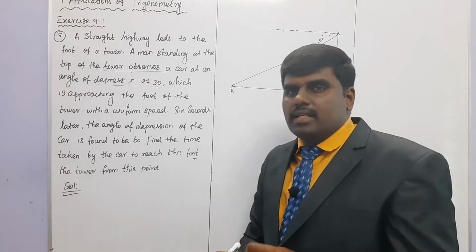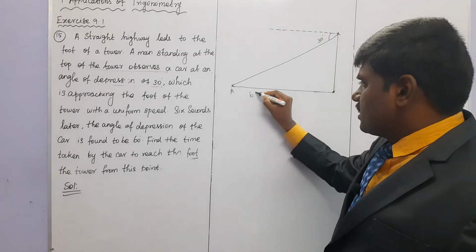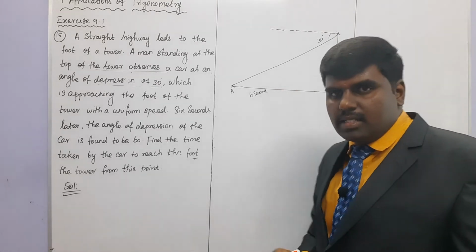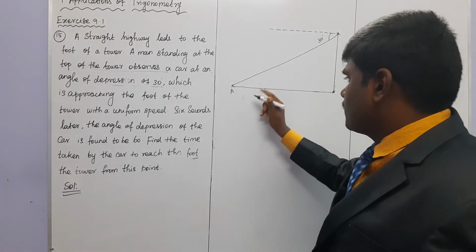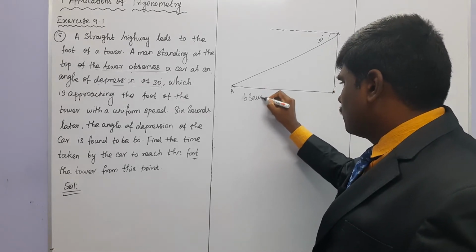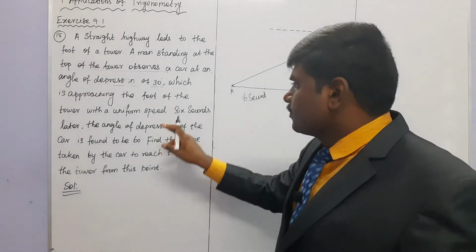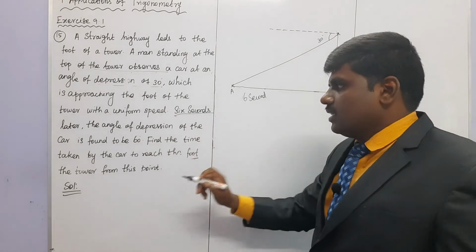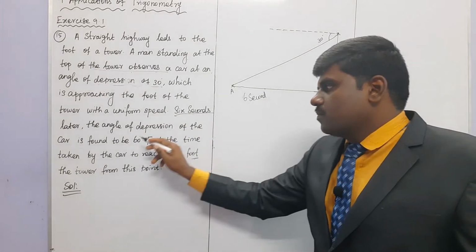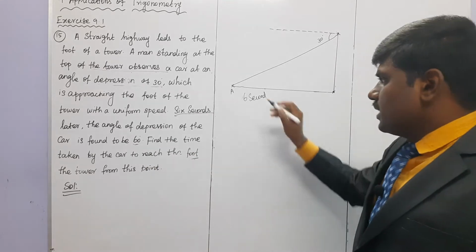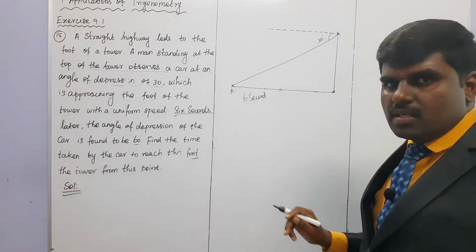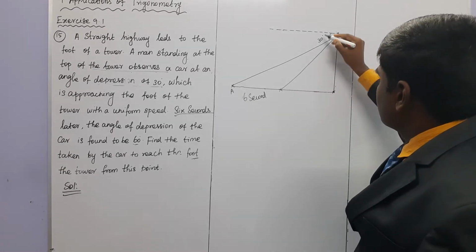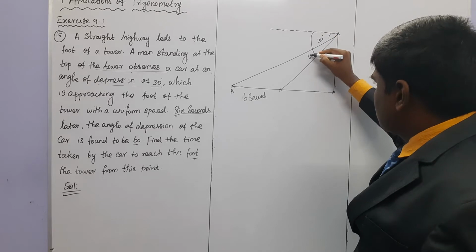Next, after 6 seconds, the car approaches the tower. Six seconds later, the angle of depression of the car is found to be 60 degrees. In 6 seconds, the car will have travelled some distance. Again, you observe the angle of depression is 60 degrees.